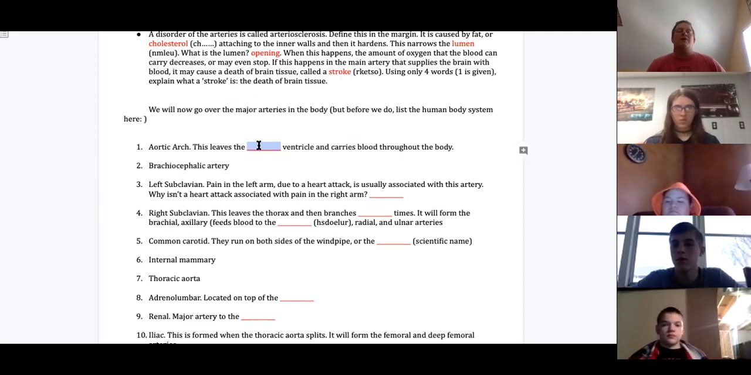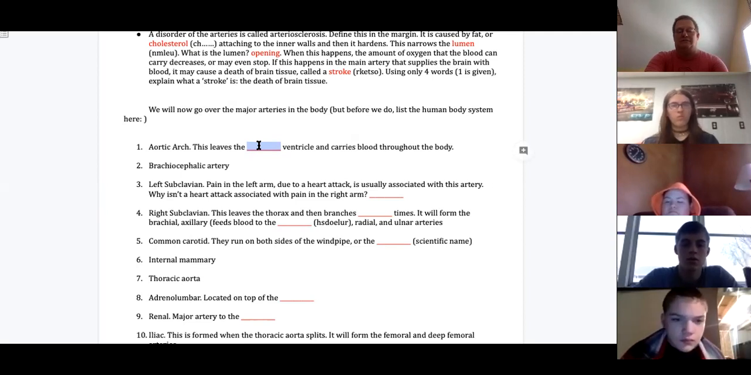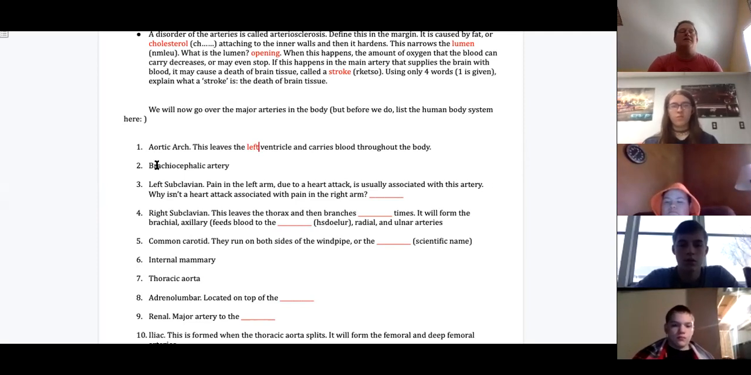All right, we will now go over the major arteries. The aortic arch leaves the blank ventricle. Left. Carries blood throughout the body. Then you have a major branch called the brachiocephalic. The left subclavian, pain in the left arm due to a heart attack is usually associated with this artery. Why isn't a heart attack associated with pain in the right arm? The left subclavian has its own branch off the aorta.